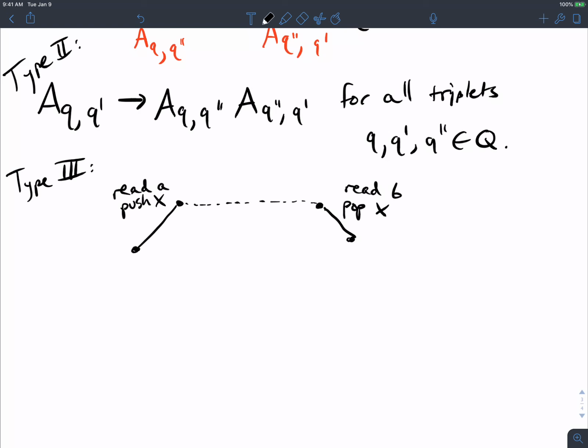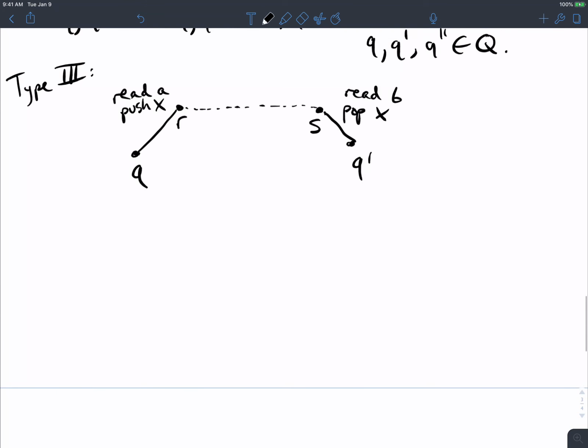I'm not supposing that they're input characters or whatever. I'm just handling this in the general case. Well, let's see. Q is our start, Q prime is our target, and let's just say that the states in the middle are R and S. It could be that all 4 of these states are exactly the same, or they could all be different, or some different combination. Let's just assume that they're different for generality.